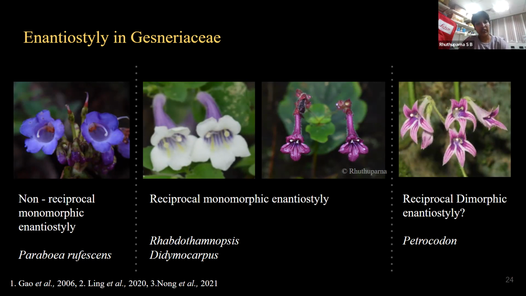So the most important thing here is that all these three kinds of enantiostyle are present in a single family along with a few other hercogamous conditions. So it would be really interesting to see what is the evolutionary sequence and how these hercogamous conditions are associated with each other, and what is the ancestral character state for each of these hercogamy.